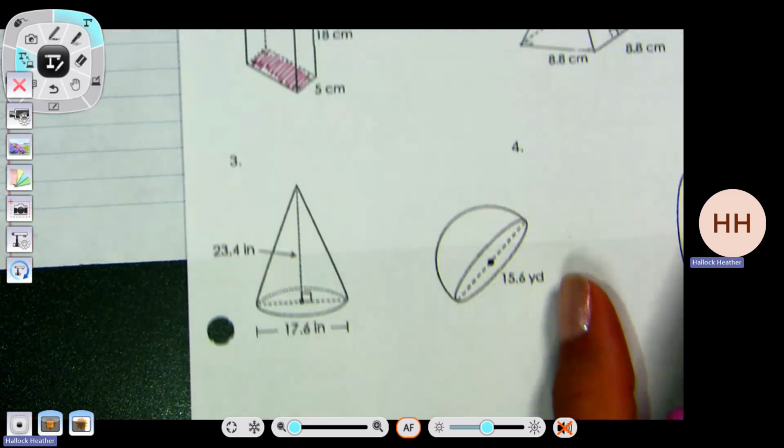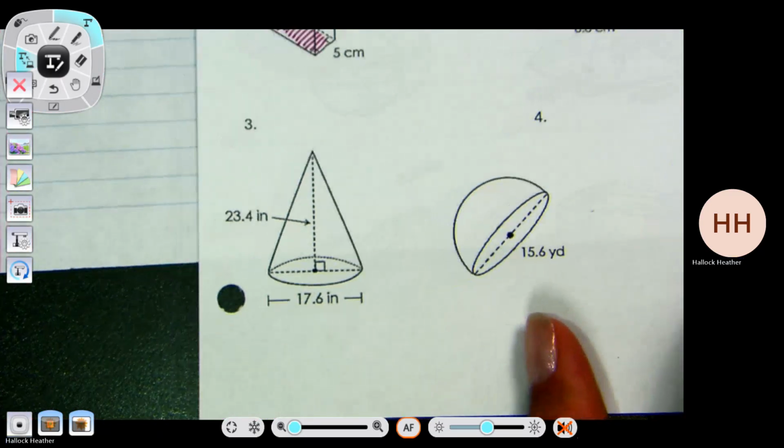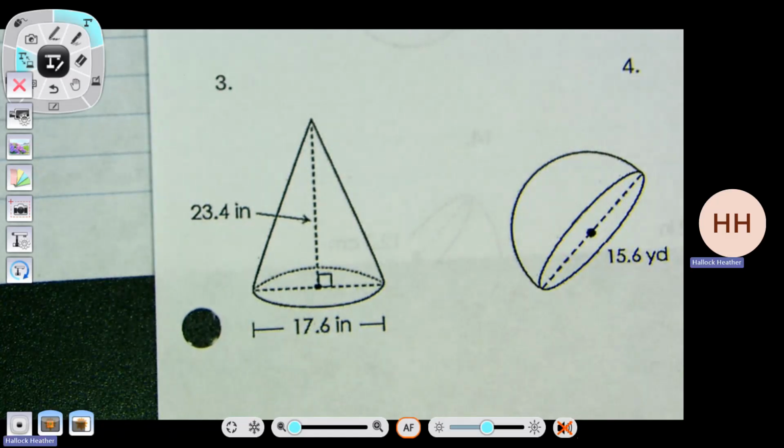Okay, try number 3 down at the bottom. Try your cone. You're going to have to take your diameter and cut it in half first. Your radius is not 17.6.